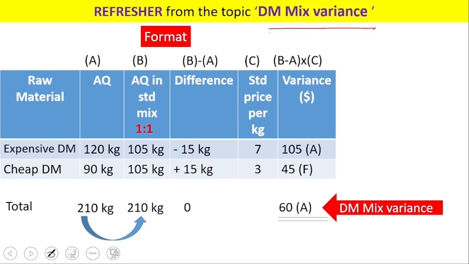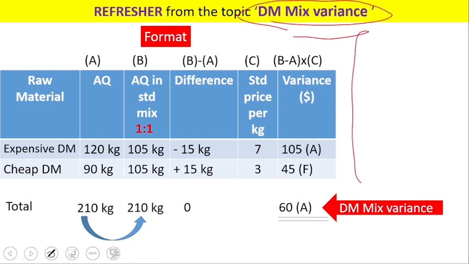Direct material mix variance tries to establish whether we have used an expensive raw material more or a cheaper raw material more. If you use an expensive raw material more in the mix, then definitely it will be an adverse variance, right? So the direct material mix variance is relatively easy because you have to blindly follow this format and you will get the answer.